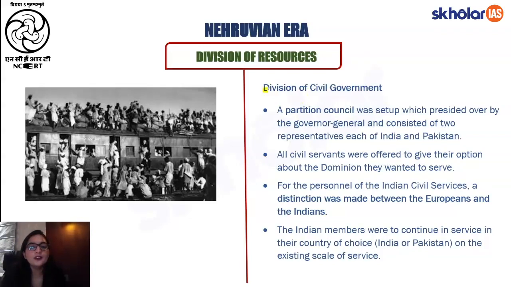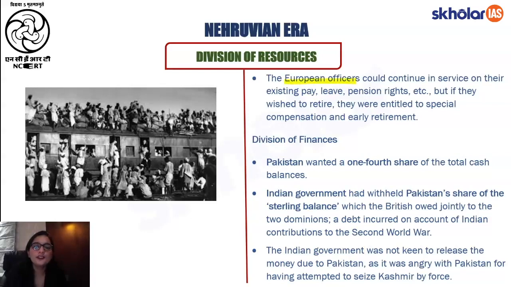Now students, as a part of this, the first division was pertaining to the civil government. Now how it needs to be done? So basically a partition council was set up which was presided over by the governor generals, and it consisted of two representatives each of India and Pakistan. Herein students, all the civil servants were offered to give their option about the dominion they wanted to serve. Apart from this, for the personnel of the Indian civil service, a distinction was made between the Europeans and Indians, wherein the Indian members were to continue in service in their country of choice, that is India or Pakistan, on the existing scale of service. On the other hand, for the European officers, they could continue in service on their existing pay, leave, pension or get pension rights, etc. But if they wish to retire, they were entitled to special compensation and early retirement.